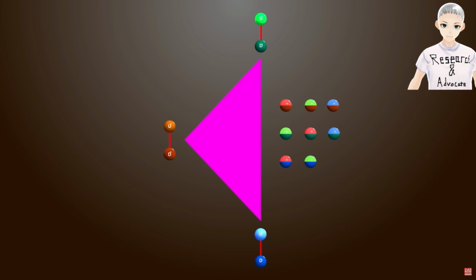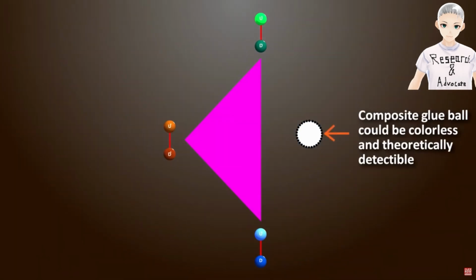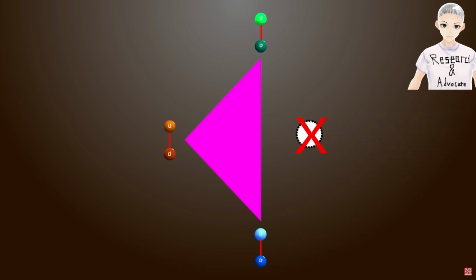of this. The gluons are not colorless, but theoretically you could combine them such that you can make a composite ball of gluons that is colorless and could be detectable. But so far, no one has ever detected a glue ball.